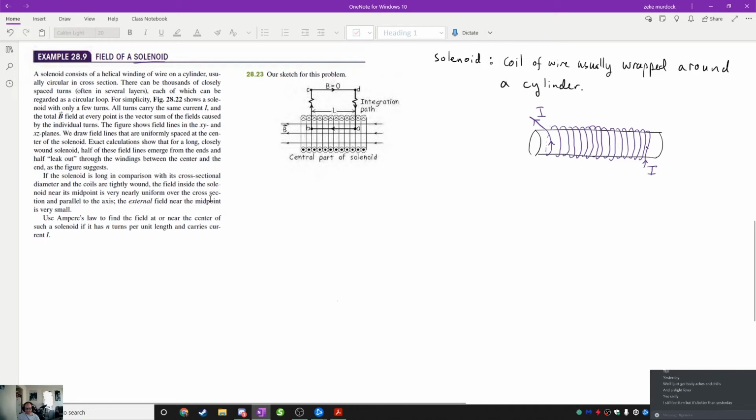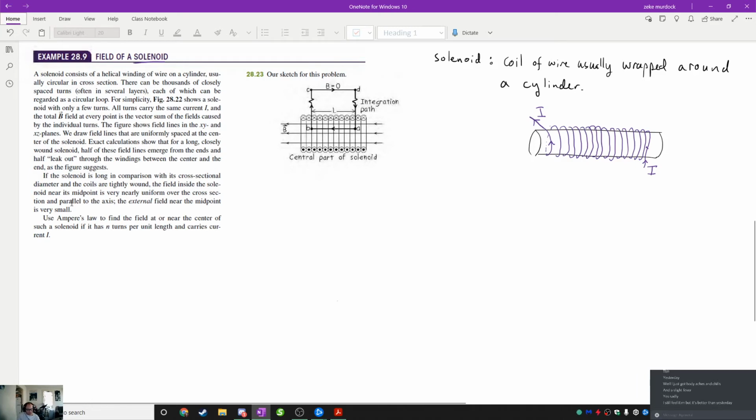That's basically what I was saying, the field is really big in the middle on the inside. We want to use Ampere's law to find the field at or near the center of such a solenoid if it has N turns per unit length and carries a current I. Now, what we're going to derive here is going to be a really useful relationship. It's going to show up in a lot of your homework problems.